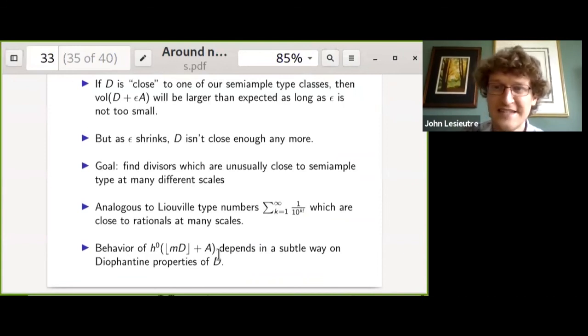So there do exist kind of analogs of Liouville type numbers on that boundary, and you should see oscillating behavior for these things. And what general statements can you hope for? I'm not really sure, but somehow the behavior of H0 of MD plus A in this type of situation is going to depend on the Diophantine properties of the divisor in a very subtle way. How close is it to these semi-ample type classes, which give you this faster than expected volume growth.